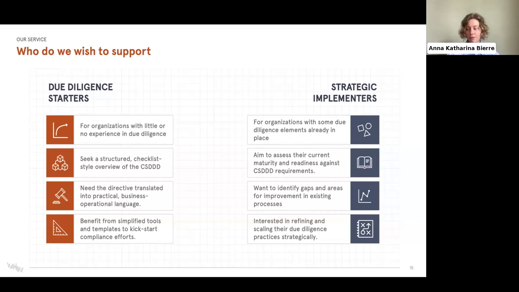Then we have the other group, we call the strategic implementers, and that's organizations that have some elements of a due diligence process in place already. Maybe they have been working with the international guidelines for years and gradually implementing them. They want to assess, okay, if we are doing this and this is what we are to do, how far are we from that, and what are the gaps that we need to start addressing? So that's, and they are really also interested in refining and scaling the due diligence practices strategically.